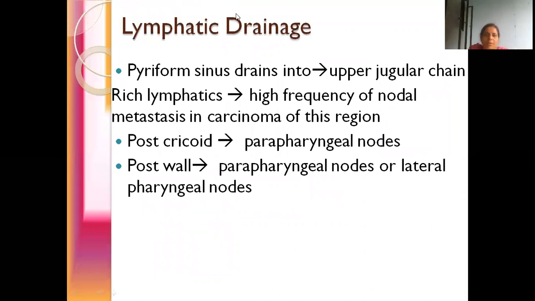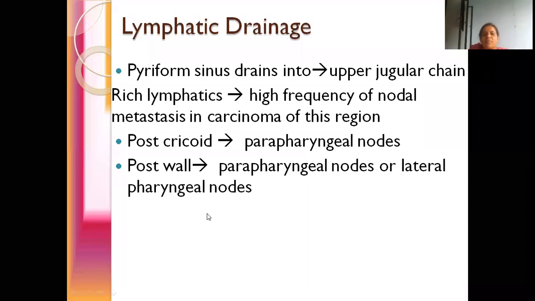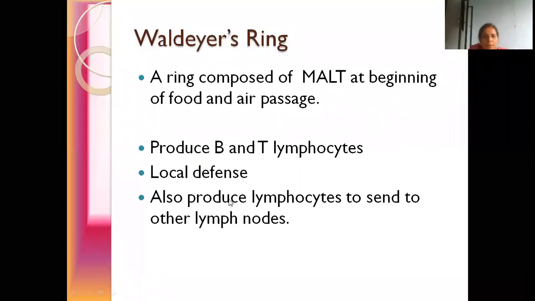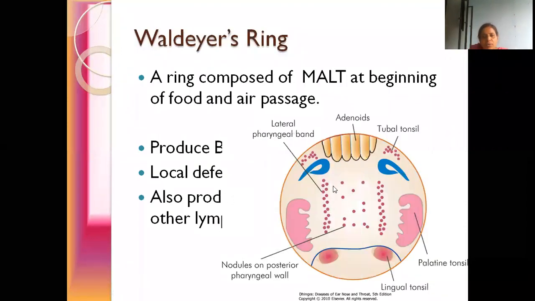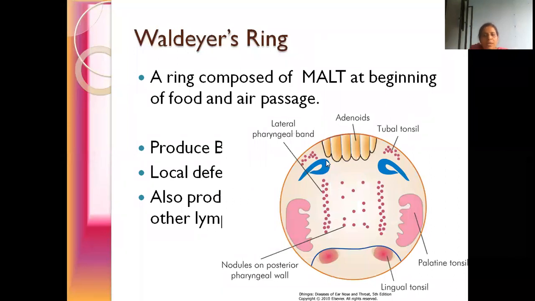Now coming to the lymphatic drainage, the piriform sinus drains into the main lymph nodes. You remember better the upper jugular chain of lymph nodes, the parapharyngeal lymph nodes, the lateral pharyngeal lymph nodes. Two to three names you remember. Waldeyer's lymphatic ring I told you yesterday. Now you will understand it even better.